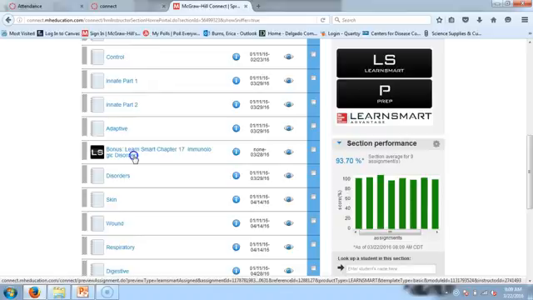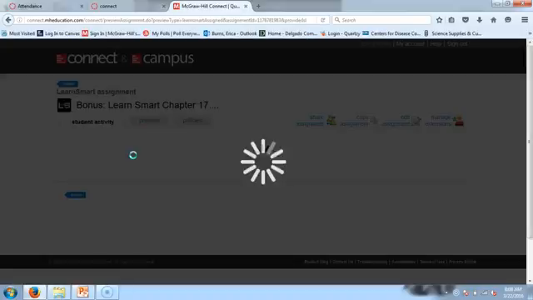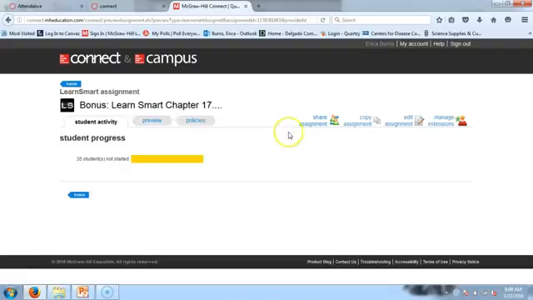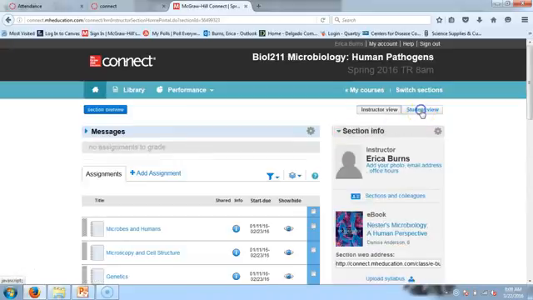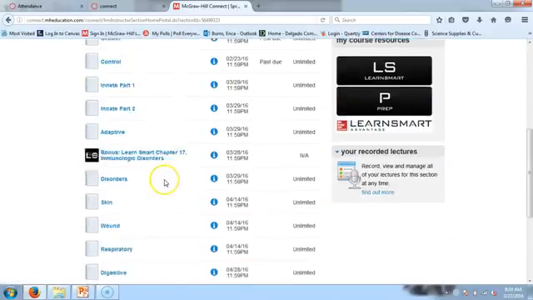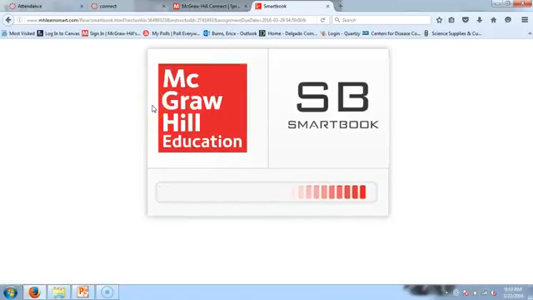So you would click on the assignment, and I guess I needed to click student view beforehand. Student view. I always think it's on the next page, but it's on this page. Come on, student view. Alright, so this is what it looks like for you guys. It actually loads the smart book.